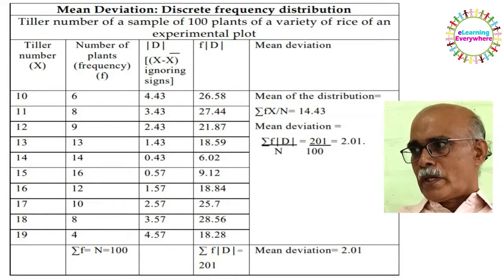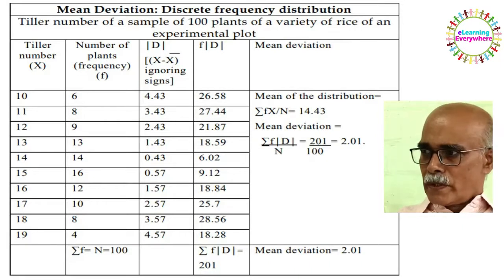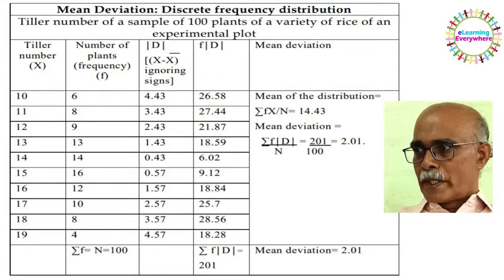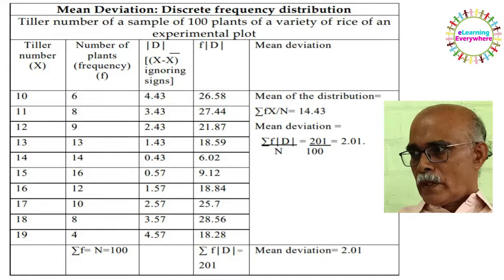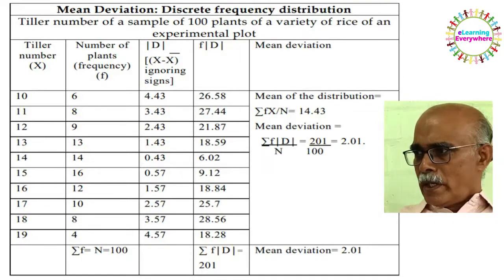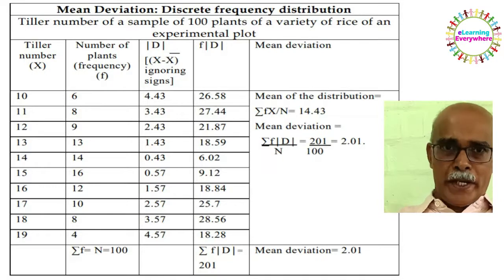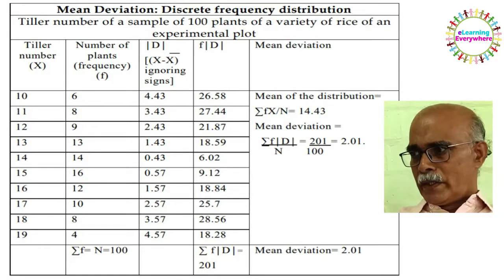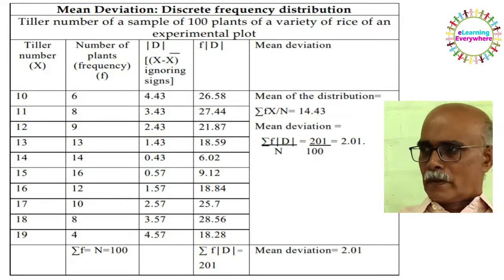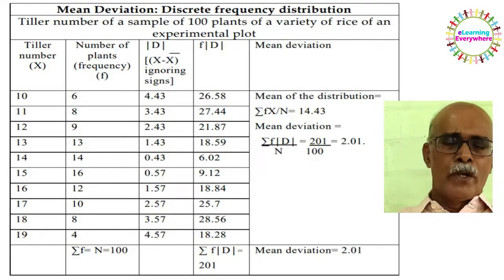And the next step is finding out d in each case, d calculated from x minus x bar ignoring signs, and you are getting all the values here, x minus x bar in the first case, in the second case, like that. In the case of discrete frequency distribution, x bar is sigma fx by n, you know that. And in the given data, sigma fx by n, if you calculate it, is 14.43.